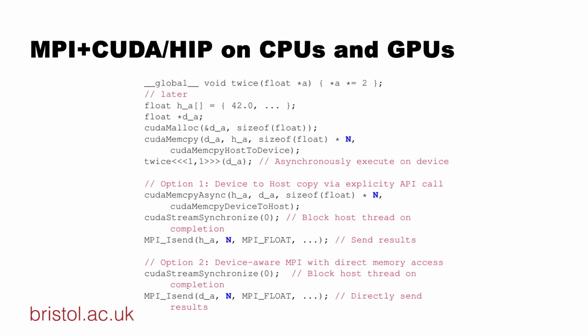First-party models like CUDA and HIP can also achieve the same thing using vendor APIs directly. Here, we can either do an explicit copy from the device to the host, as shown in option 1, or we can send the device pointer directly, shown in option 2.